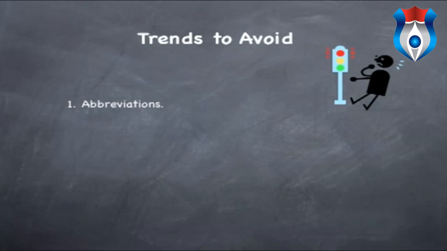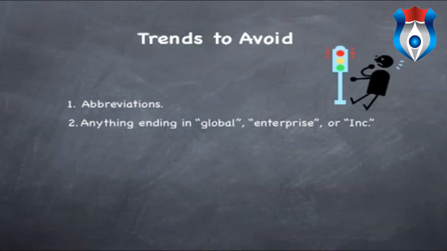5 popular business naming trends to avoid. 1. Don't abbreviate your business name. Though it may make communication and correspondence easier, acronyms are sterile. 2. Avoid anything that ends in global, enterprise, or Inc. They're passé. 3. Avoid using your own name. Build your brand on your company, not on your name. That way, if you decide to sell your company one day, it will be easier. 4. Don't hyphenate your business name. It makes remembering and writing it difficult. Plus, a hyphenated web name is hard to read.